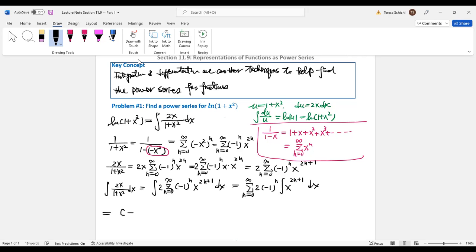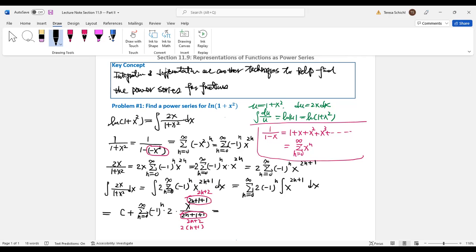It will be some constant plus the summation n from 0 to infinity, and this is negative 1 to the nth power, 2. Now what is here is 2n plus 1 plus 1, right? So this is x to the 2n plus 1 plus 1. So it's 2n plus 2. Okay, so here you can see the one here is 2n plus 2, then this is 2n plus 2. Right, so the 2n plus 2, you can take the 2 out, it's n plus 1.